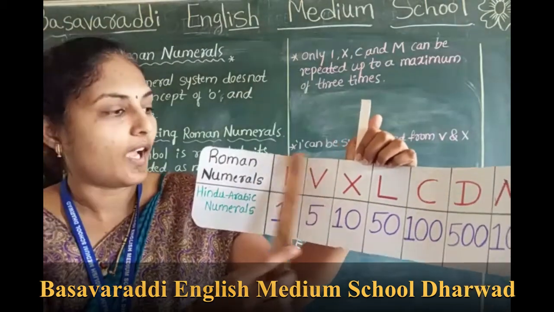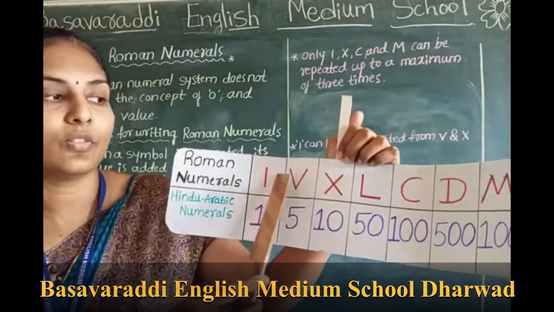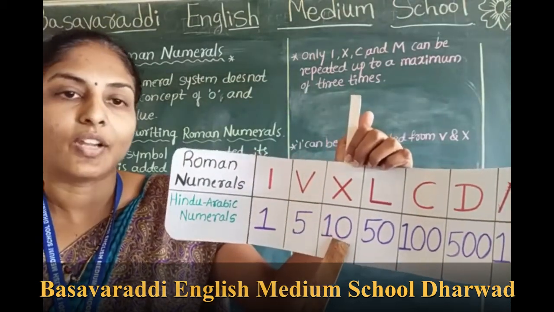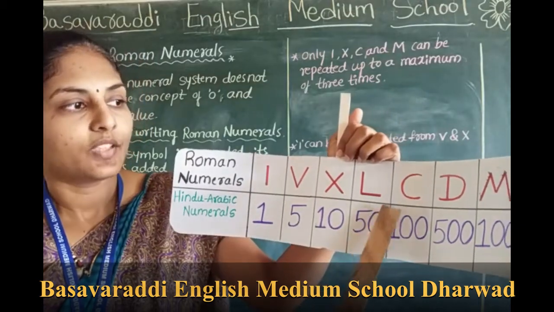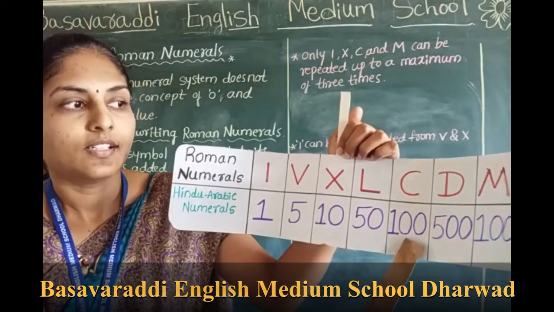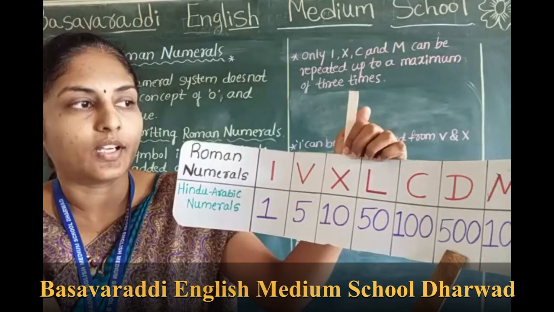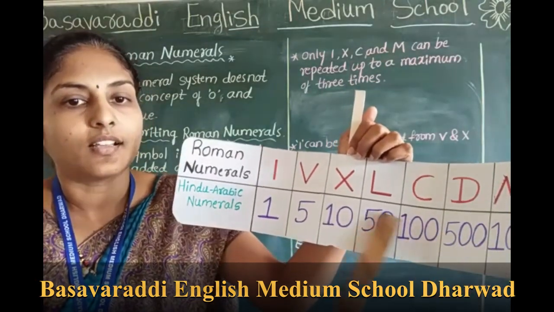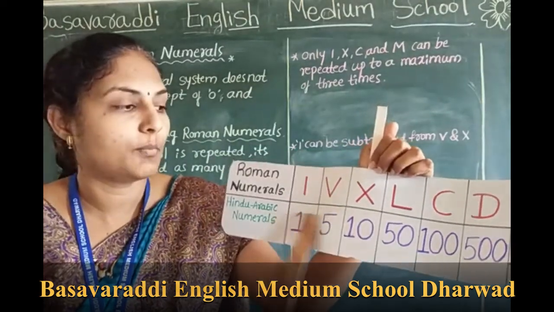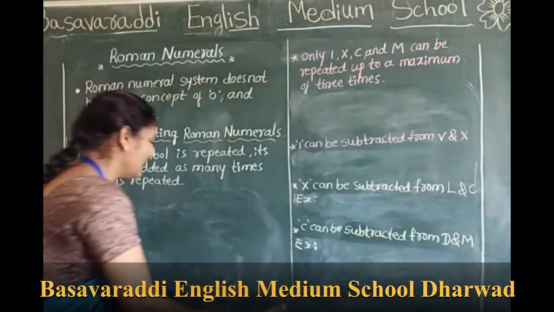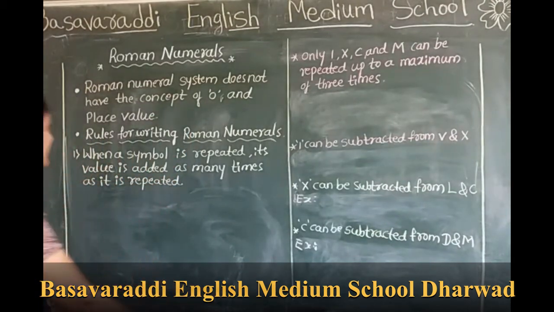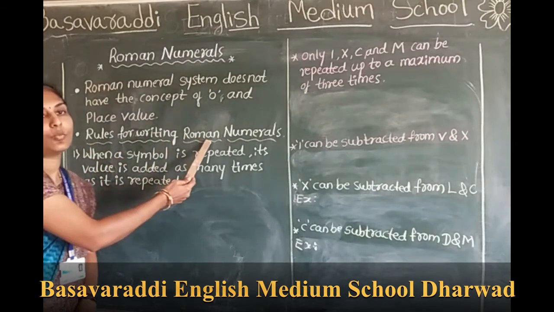So, the value of I is 1, the value of V is 5, the value of X is 10, the value of L is 50, the value of C is 100, the value of D is 500, the value of M is 1000. These are the basic 7 symbols. Okay, let us learn the rules for how to write the Roman numerals.